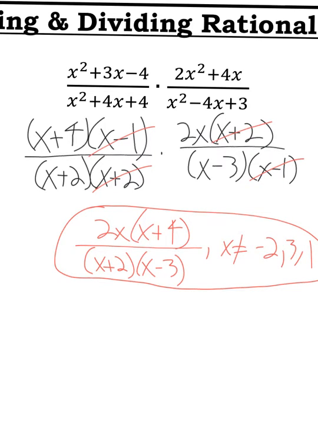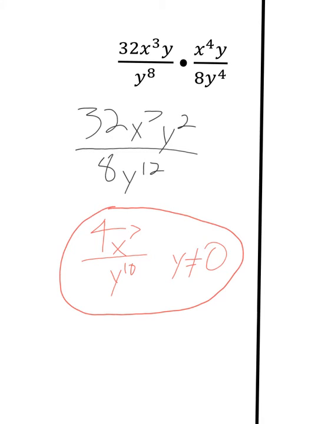All right, let's move on to the next one. This one was pretty short and sweet. If you're multiplying, add the exponents. 3 plus 4 is 7. 1 plus 1 is 2. 8 plus 4 is 12. And so I have 32x to the 7.